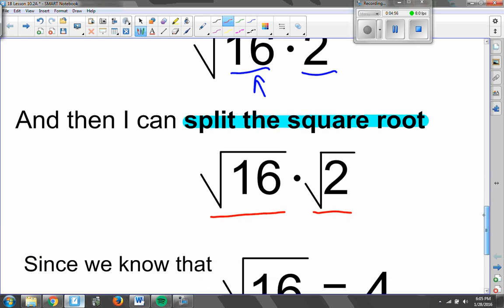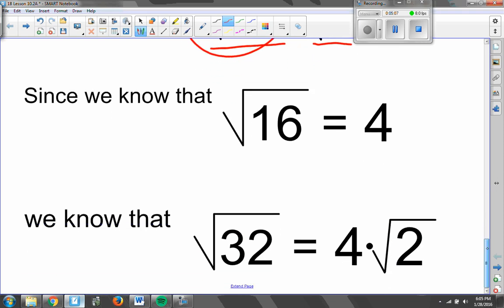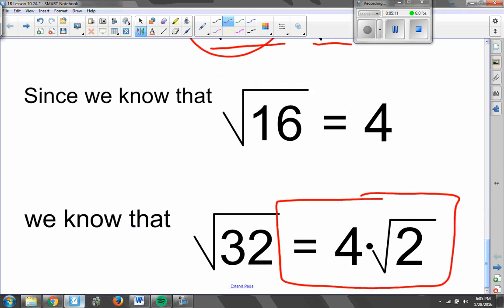Since we know that the square root of 16 is equal to 4, I can replace this piece with a 4, which means my final answer is 4 times the square root of 2. So the square root of 32 equals 4 times the square root of 2. That is a perfectly simplified answer because there is no perfect square besides 1 that goes into the 2. This is a very small number. That's what I'm hoping for. Okay?